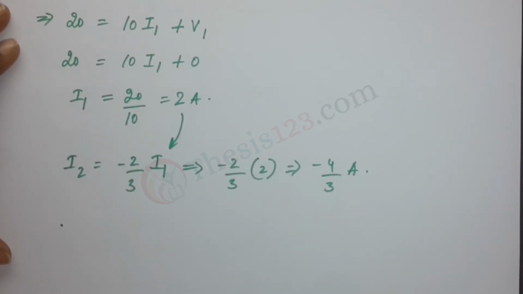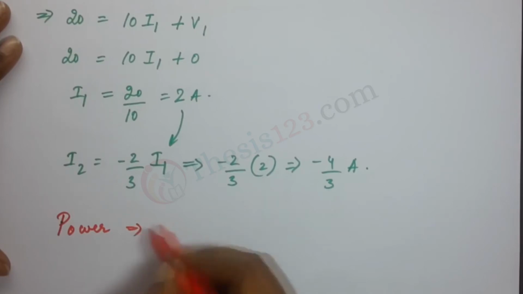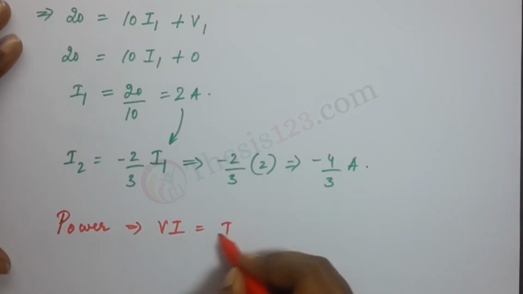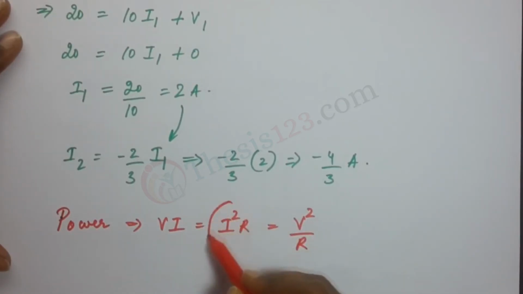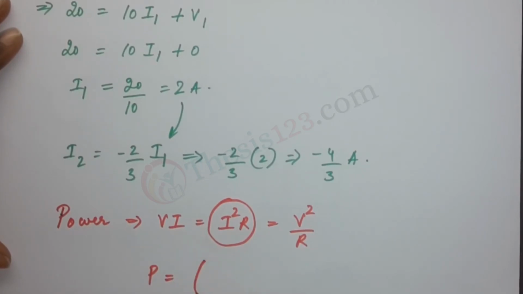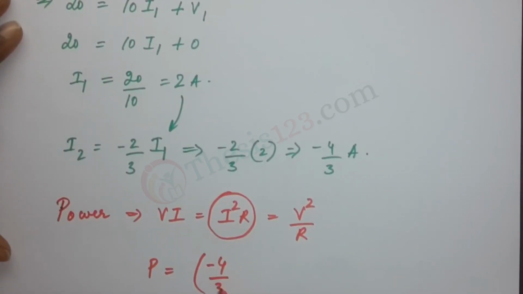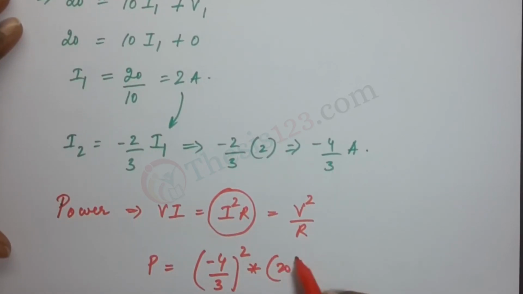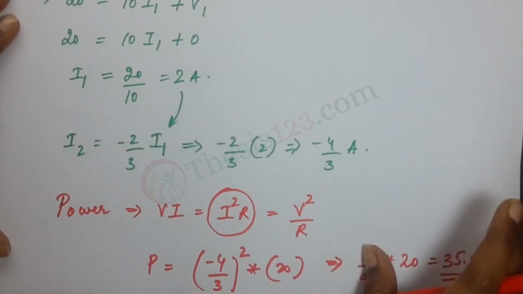You can use any power formula, whatever comes to your mind, really. So we know the power formula is VI. We also know that it is I square R, and we also know that it is V square by R. So any one of these you can use. It's not a problem. So in this case, let's use I square R. So we have the power to be I2 square, because that's the current that is passing through the load resistance. So that's minus 4 by 3 whole square into R, which is 20. So solving this, we get 16 by 9 times 20, 35.55 watts. So this is our final answer. The power delivered to the load resistance is 35.55.